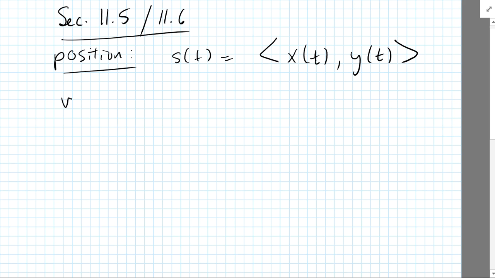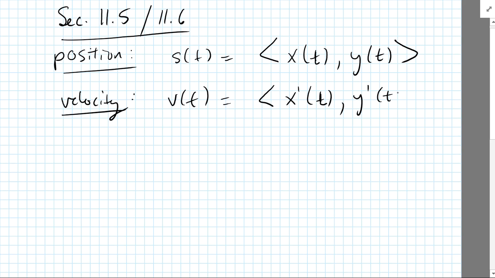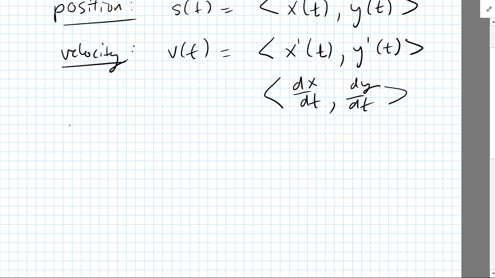And then there's velocity. V of t is equal to the derivative of x with respect to time and the derivative of y with respect to time. And so the other way to write it would be dx dt, dy dt, and that's a function that describes the velocity. And we have not just one dimension, we have 2-dimensional motion. And then there's acceleration.